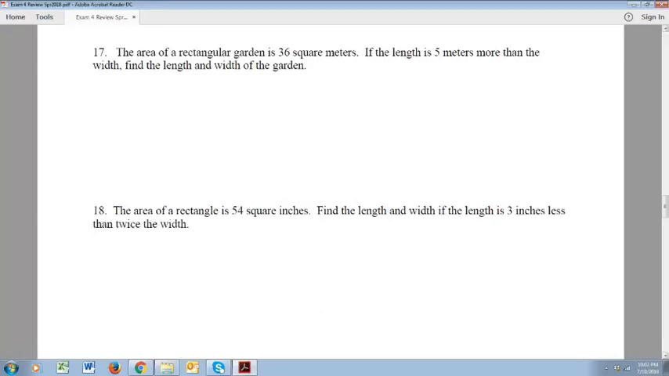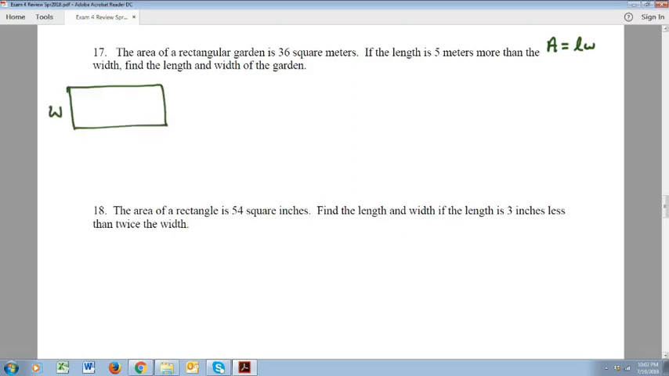Alright, this is part 2 of the video going over the exam 4 review. So on number 17, this is one of those rectangle problems we did. We've got an area of 36 square meters. It says the length is 5 meters more than the width. We know that the area of a rectangle is length times width.